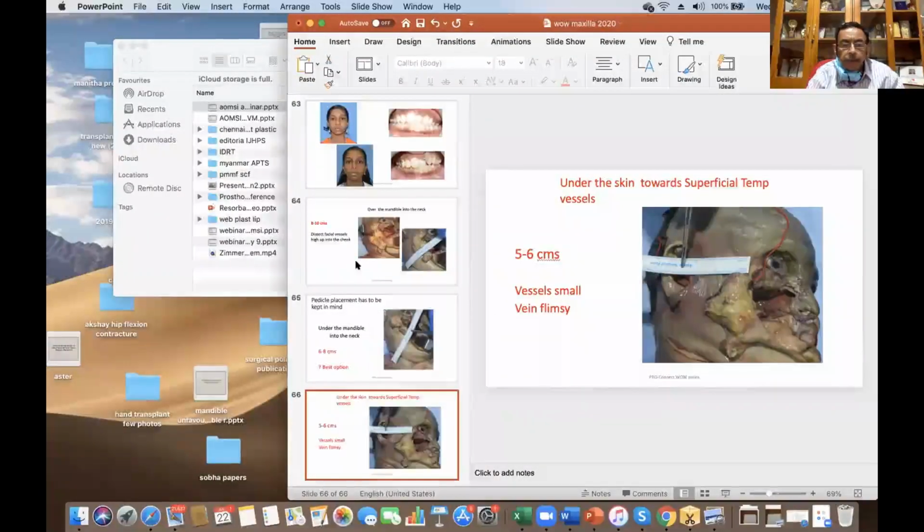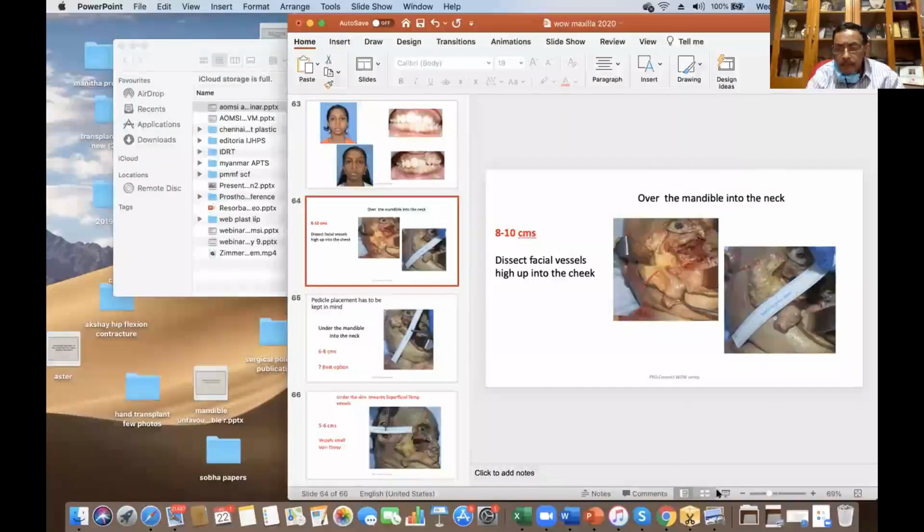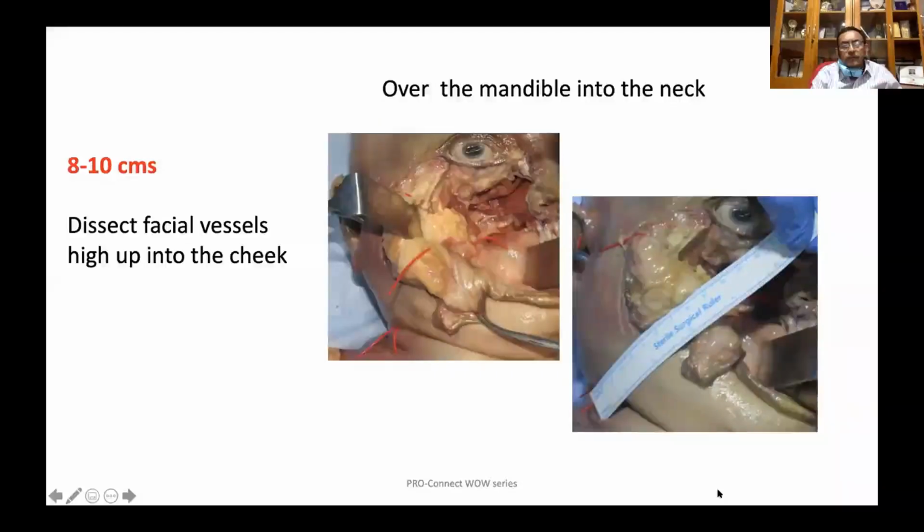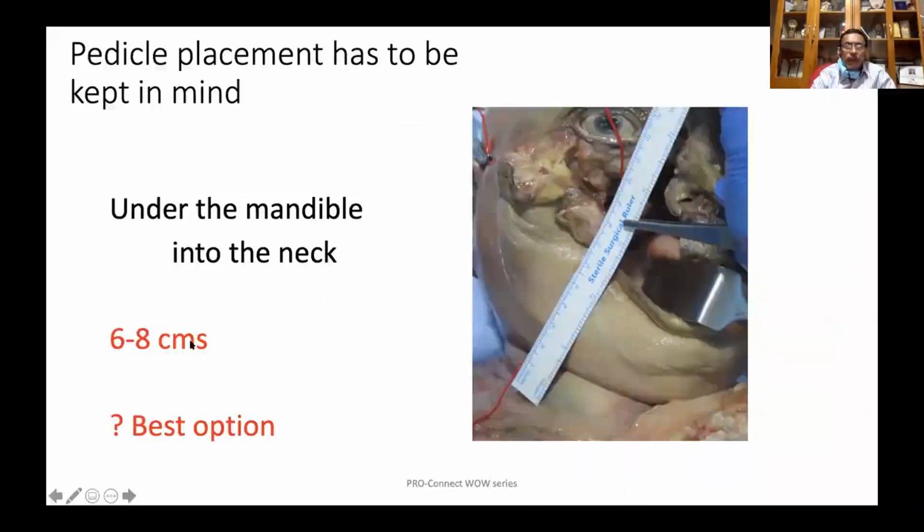Pedicle placement is very important. See, pedicle placement is very important. Always, this is the problem with the maxillary reconstruction: the pedicle length, whatever flap. Why we choose fibula or radial forearm is because of the pedicle length. Why we don't do much of DCIA for maxilla is because of the pedicle length. Now, or scapula. You have to dissect the facial vessels high up in the cheek, and 8 to 10 centimeters of distance is there. If you see, under the mandible is 6 to 8 centimeters.